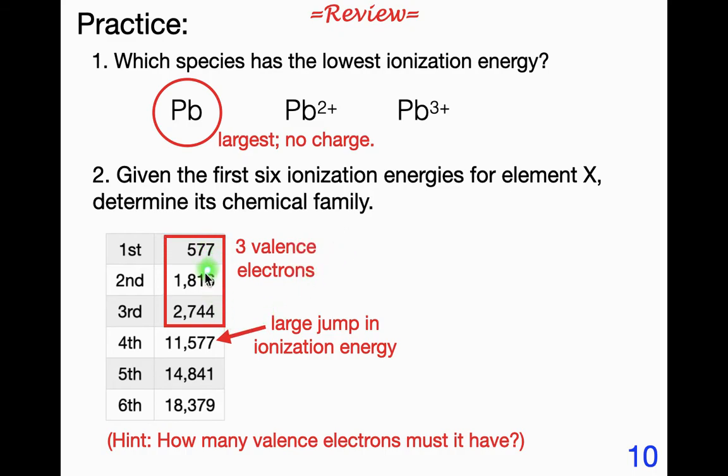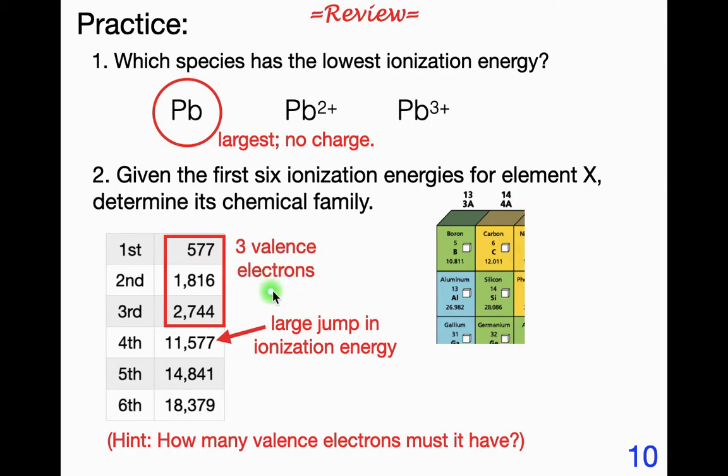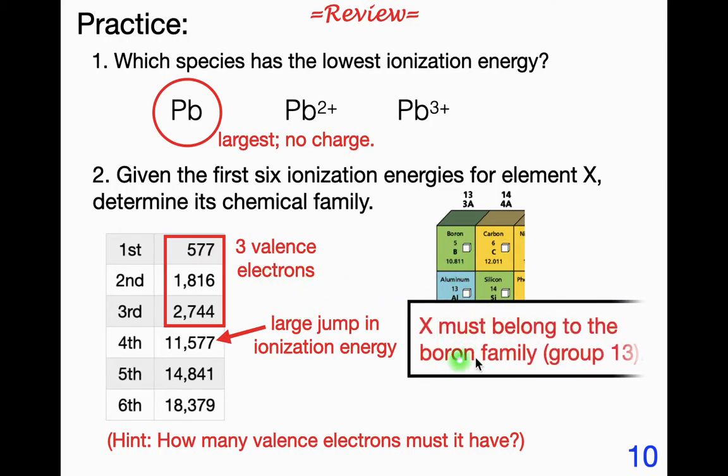So these electrons are removed. It takes more energy each time you remove an electron, but after the 3rd one's removed, the amount of energy to remove the next one jumps quite dramatically. Okay. So 3 valence electrons, well, that is the boron family. So X must belong to the boron family.